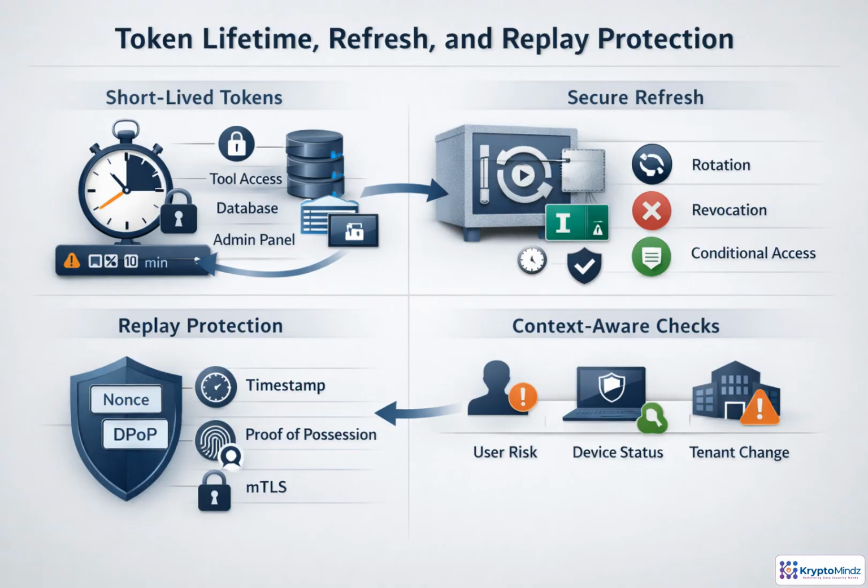Tokens should be treated as temporary keys, not permanent credentials. For higher-risk AI actions, such as tool calls or data retrieval, access tokens should expire quickly. Refresh tokens need stronger protection: secure storage, rotation, revocation, and conditional access. Where replay is a concern, bind requests to evidence such as a nonce, timestamp, proof of possession, mTLS, or DPoP. If risk changes because of a suspicious user, unhealthy device, or tenant change, reduce privileges or revoke access immediately.